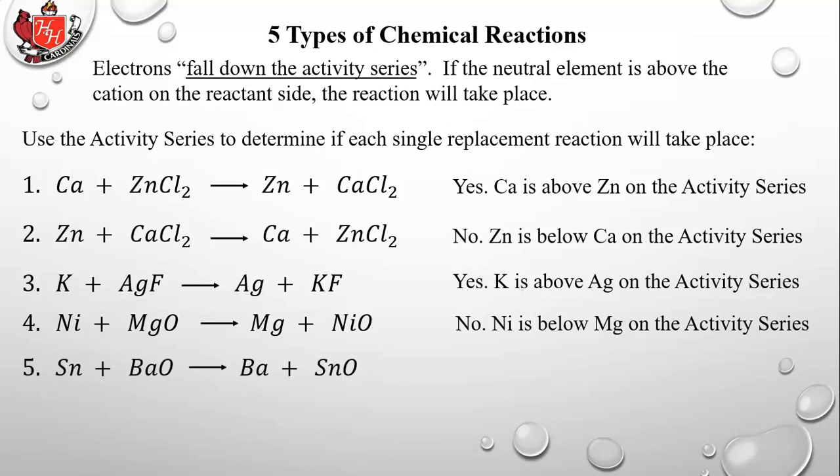So Sn is tin, Ba is barium. So Sn plus BaO, will that reaction take place? Will the tin trade places with the barium? So let's go look and see. If tin is above barium on the activity series, the reaction that you see there will take place. If tin is below barium, the reaction will not take place.